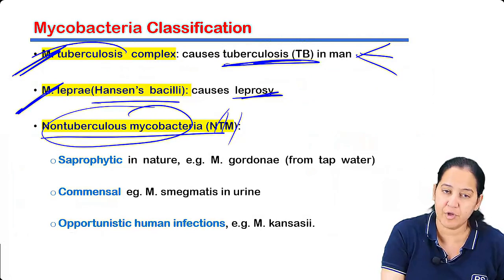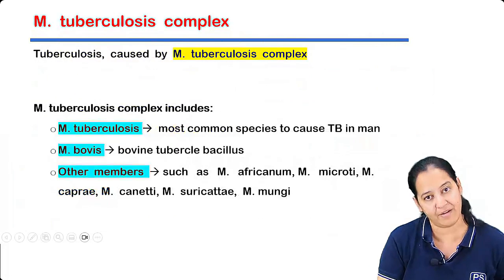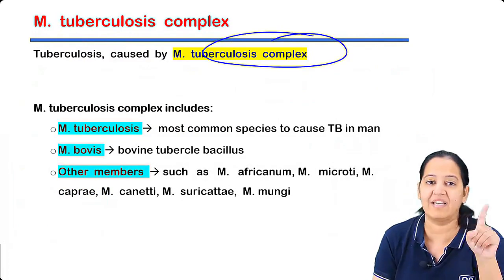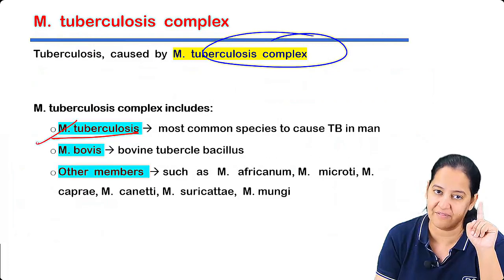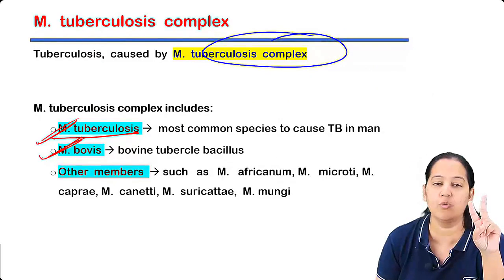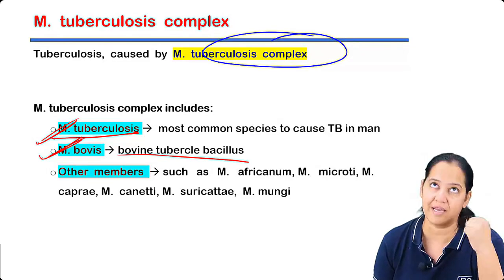In the mycobacterium tuberculosis complex, how many bacteria can cause TB? Most common, 99%, is mycobacterium tuberculosis, which we will study in detail. The second is mycobacterium bovis. It also causes TB, but not in humans. It causes TB in animals like cow, buffalo.